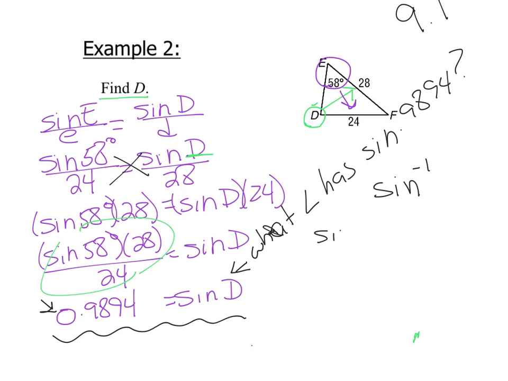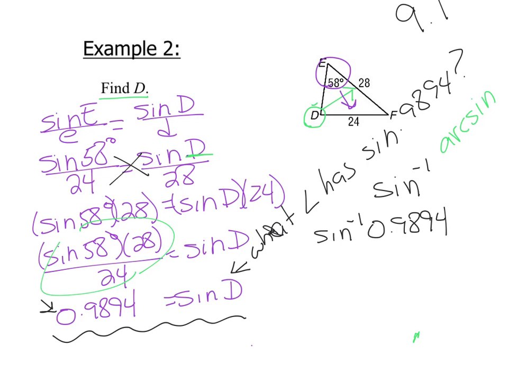So into your calculator you want to put sine inverse of 0.9894. Incidentally, sine inverse is also sometimes referred to as arc sine, just in case you ever see that in another book or another video. Arc sine and inverse of sine are the same thing.